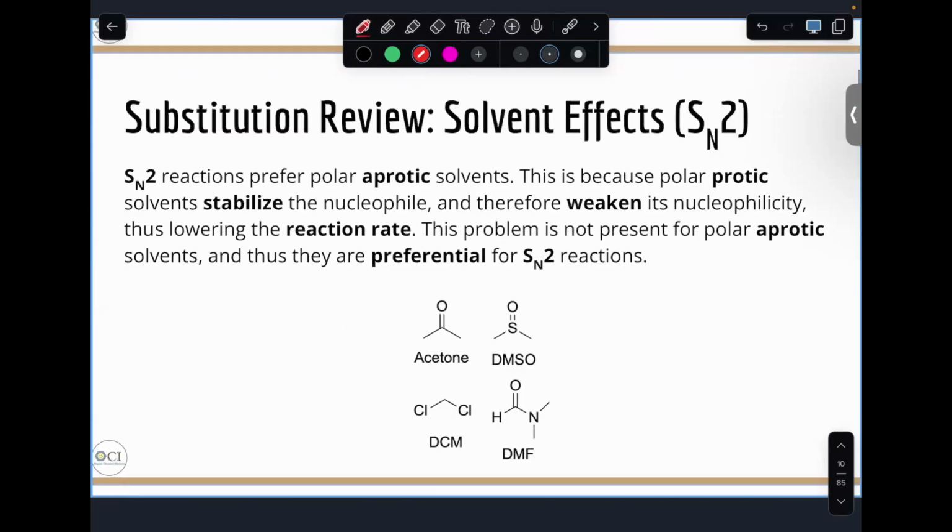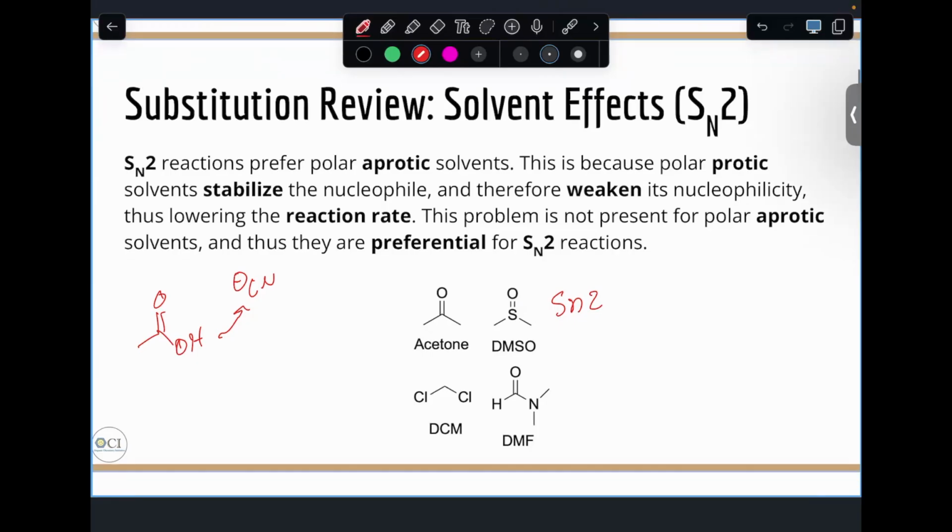Solvent effects, this is something I covered earlier. For polar aprotic solvents, they can't do hydrogen bonding, so they're not going to stabilize charges. So these are good for SN2 reactions. Whereas things like this, polar protic, they can stabilize stuff. So if we were doing an SN2, which depends on the strength of the nucleophile, this would also stabilize the nucleophile, making it worse. So we don't use polar protic for SN2.